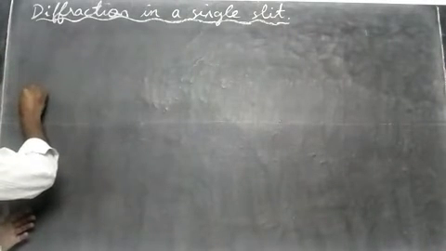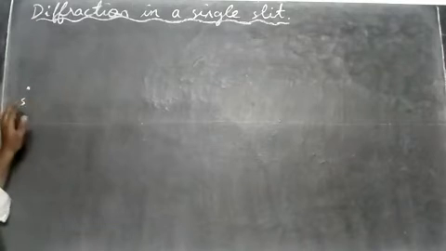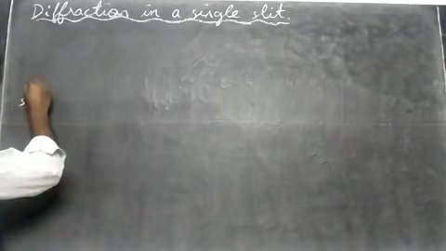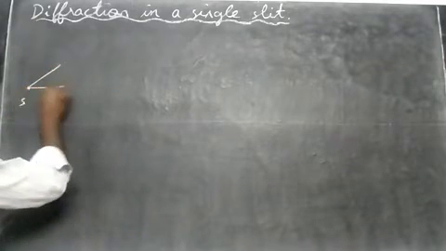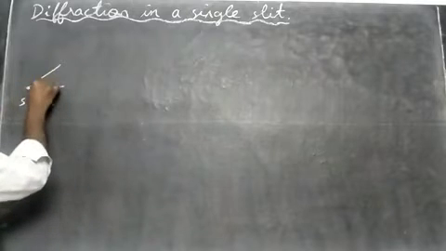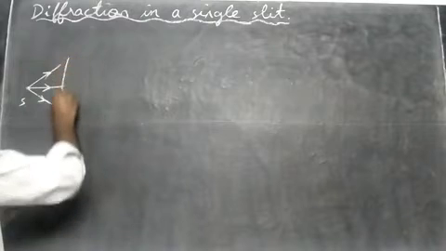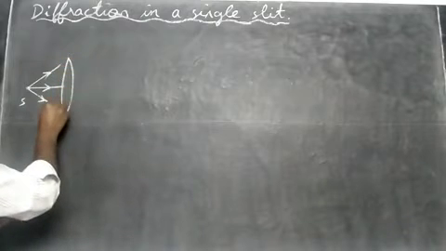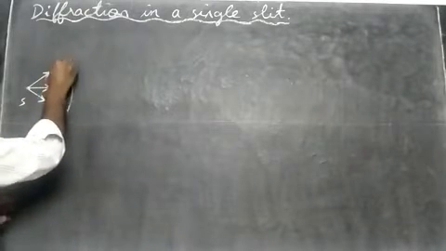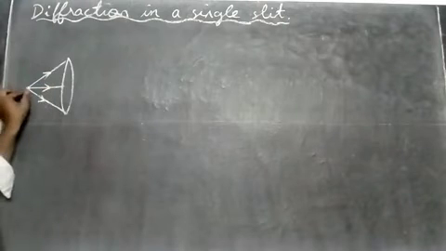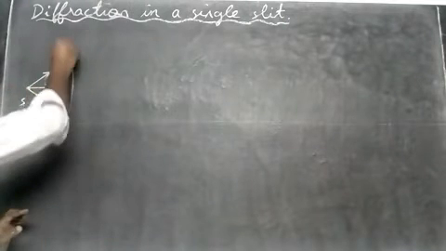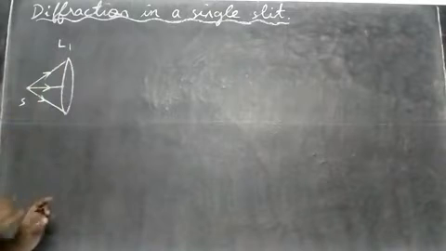So we'll take a point source of light. The source of light we write as S. Light from this point source will go in all directions like this. Here we take a lens, a convex lens. We adjust it in such a way that the source S is at the focus of this lens. Let's mark this lens as L1, the convex lens 1.